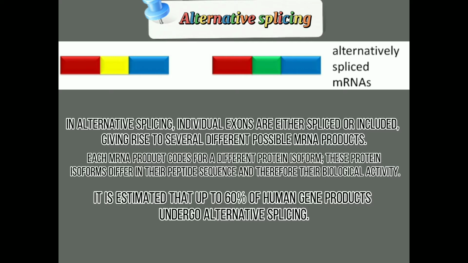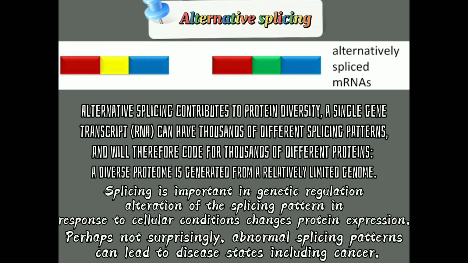These protein isoforms differ in their peptide sequence and therefore their biological activity. It is estimated that up to 60% of human gene products undergo alternative splicing. Alternative splicing contributes to protein diversity. A single gene transcript RNA can have thousands of different splicing patterns and will therefore code for thousands of different proteins. A diverse proteome is generated from a relatively limited genome.